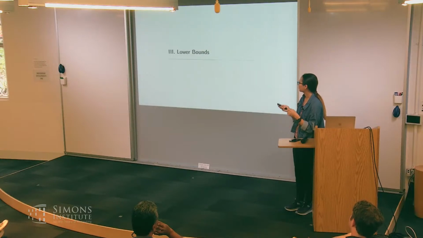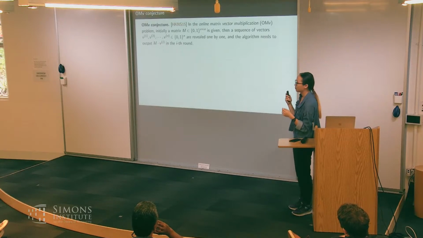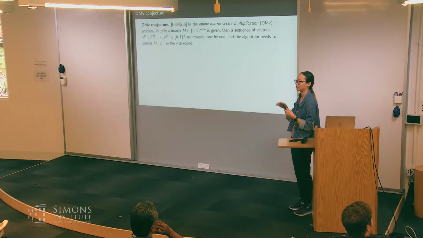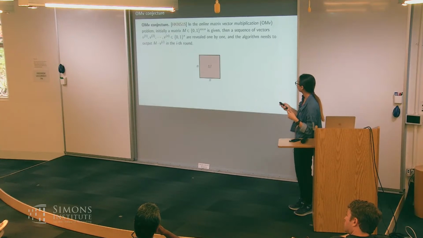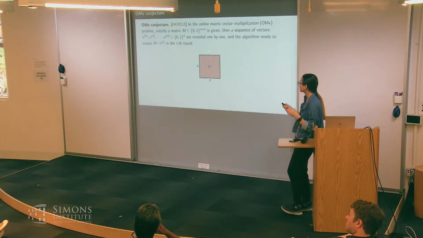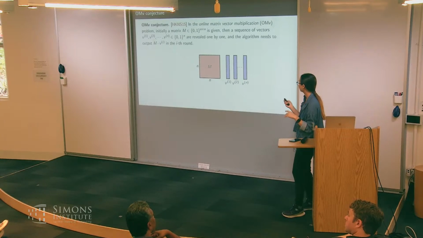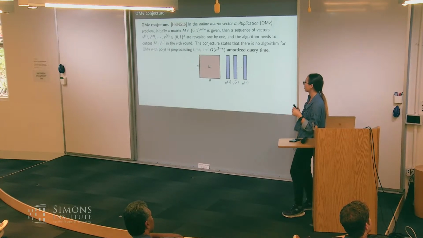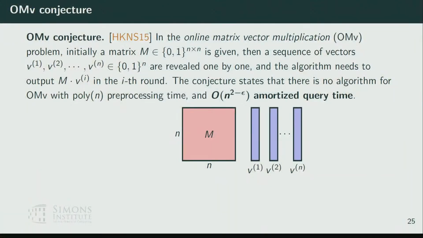Okay, so finally, I'm going to provide some matching lower bounds for the two upper bounds that I talked about. Both of these lower bounds are going to be based on the OMv conjecture or variants of the OMv conjecture. Let me remind you the definition of the OMv conjecture. It's about the online matrix vector multiplication problem, where in the beginning, we are given some matrix and then in each round, we are given some vector v, and we want to compute the product of this matrix with the vector. The conjecture states that there is no algorithm that preprocesses the matrix in poly n time, and achieves less than n squared amortized query cost.